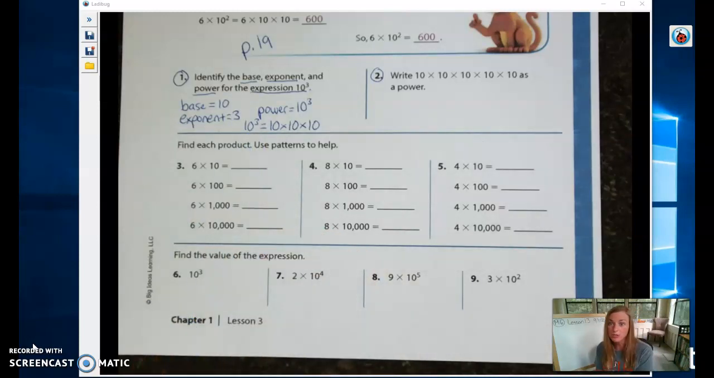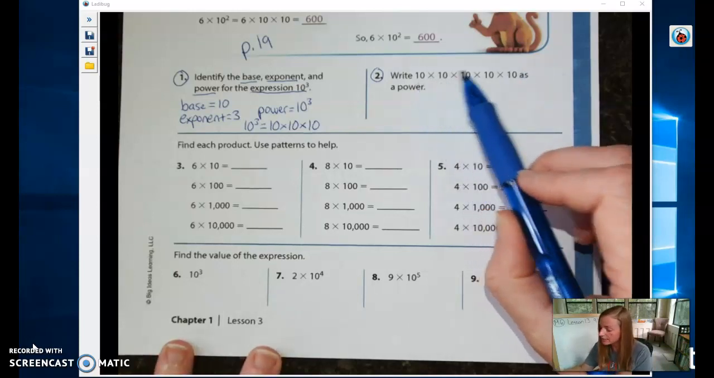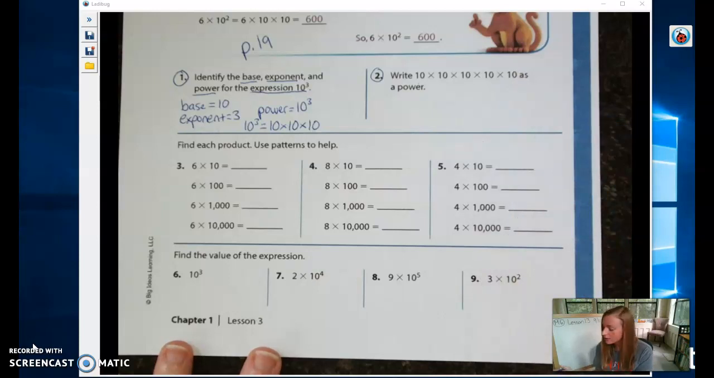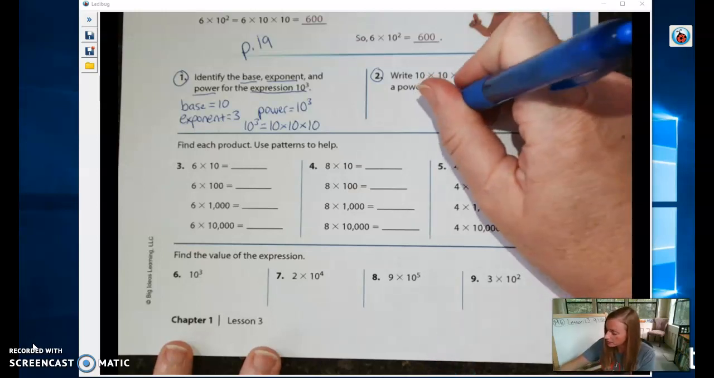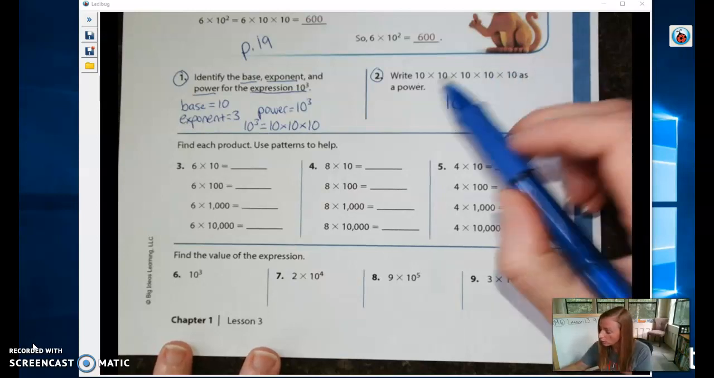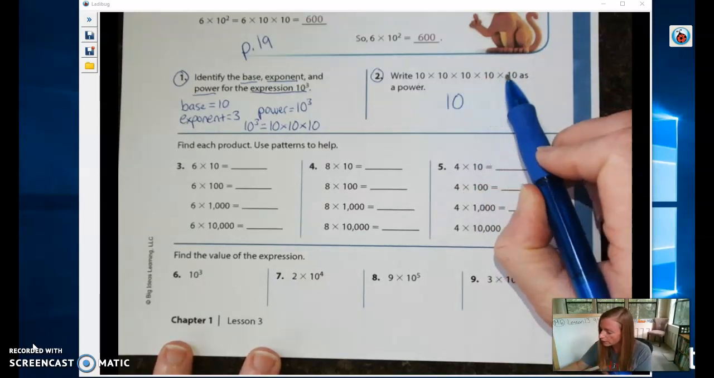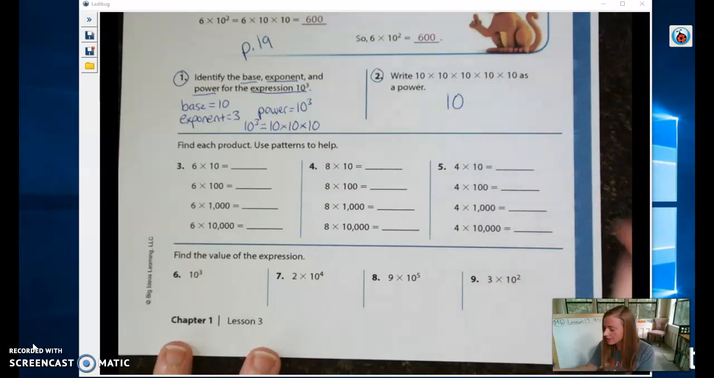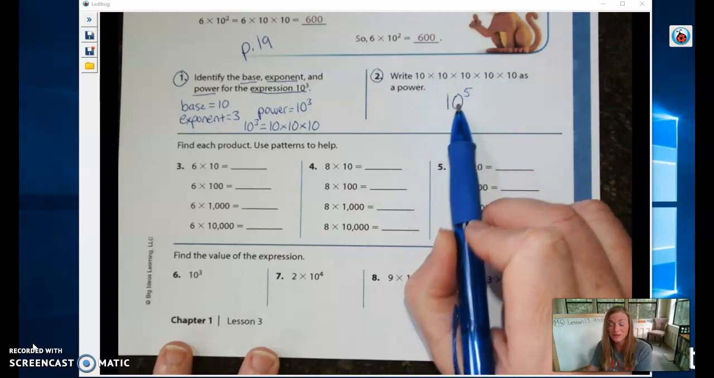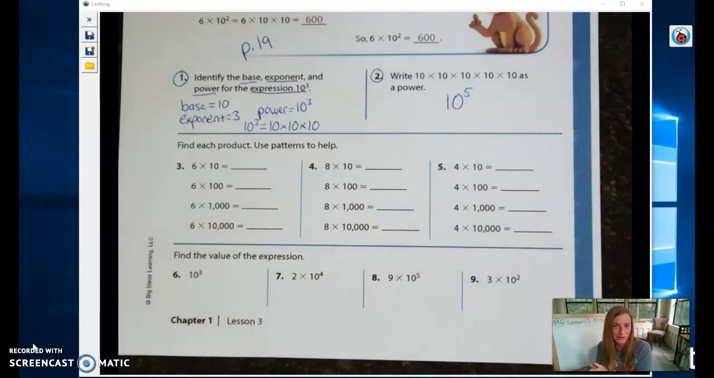Now let's go on to number 2 and write 10 times 10 times 10 times 10 times 10 as a power. So what number are they multiplying together? They're multiplying 10. So that tells us that our base is 10. How many times did they multiply it? Well, 1, 2, 3, 4, 5. So this is going to be 10 to the 5th power, or 10 to the power of 5. Pretty cool that we can take something that takes up this much space and we only need this much room to write it. It's kind of like you know a secret code now.